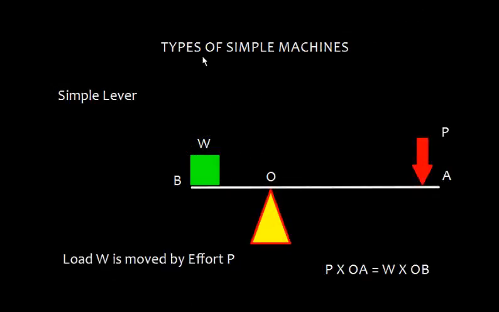So now let's talk about types of simple machine. Well, this is a simple lever, and here this is the force applied, say P, and this is the weight overcome W. The distance here is OA, and here the distance is OB. So the load W is moved by effort P. We can have this relationship that P multiplied by OA is equal to W multiplied by OB.